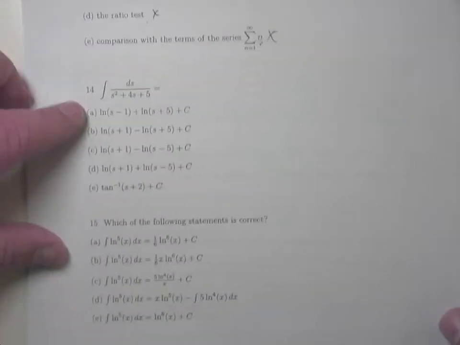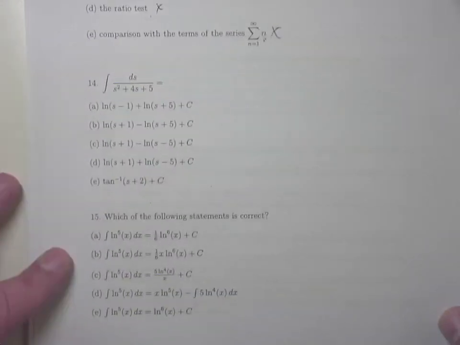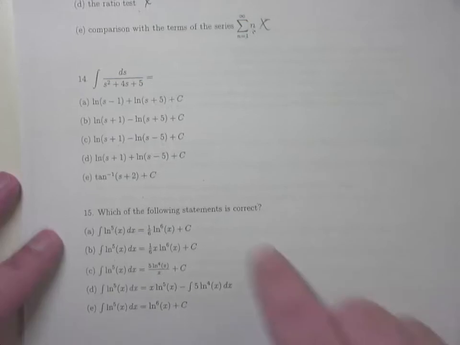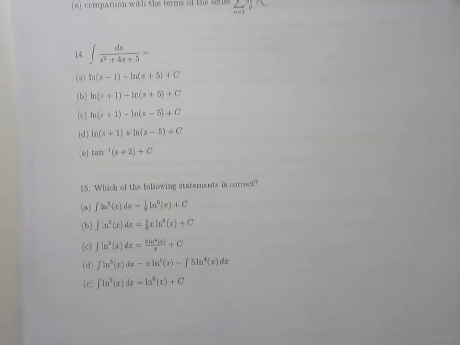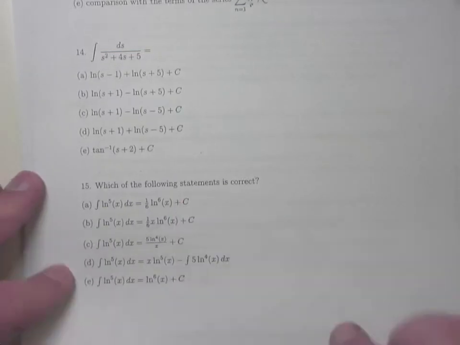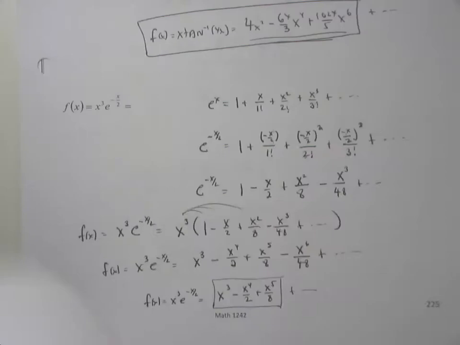This one was partial fraction integration because of the denominator integral. In which statement is correct? They're integrating the natural log of x to the fifth power, and you use integration by parts to figure this guy out.